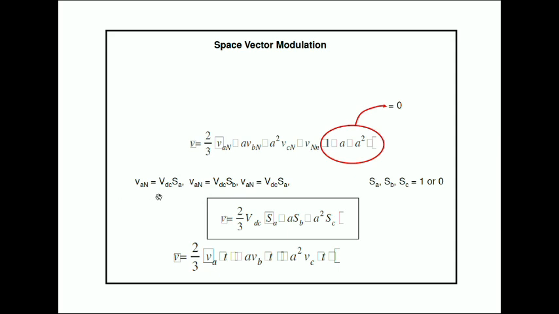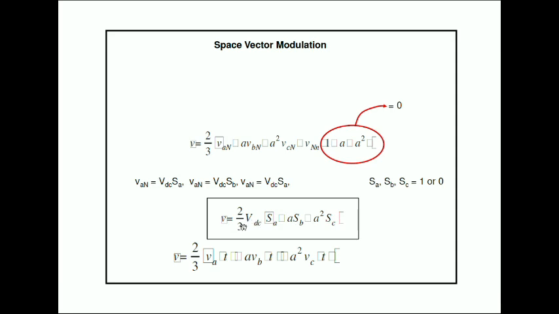So VAN is equal to VDC into SA, like that VBN is equal to VDC into SB, and here VCN is equal to VDC into SC. So if you are substituting all those things in this equation, V is equal to 2 by 3 VDC into (SA plus A SB plus A square SC). This is in the bracket, SA plus A SB plus A square SC.